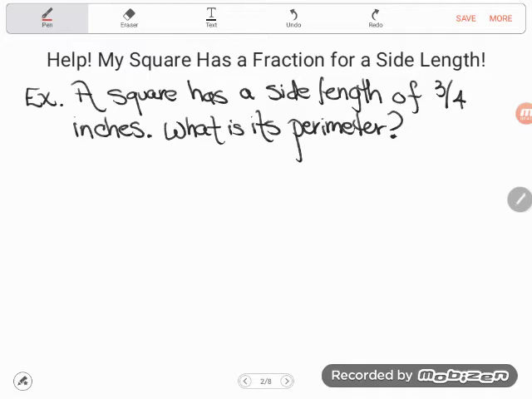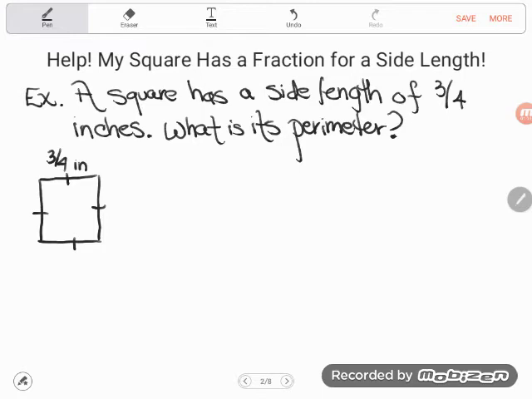The problem said a square has a side length of 3/4 inches. What is its perimeter? Okay, so we're talking a square. It's got a side length of 3/4 inches. And we know that squares are quadrilaterals where all four sides are the same length, so it's 3/4 inches all the way around. Now, there's a few different ways to do this problem, but since Francis was working on the area and perimeters with formulas worksheet, we're going to do it with a formula.